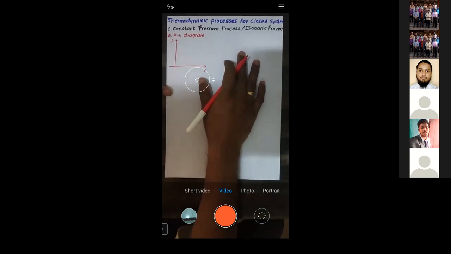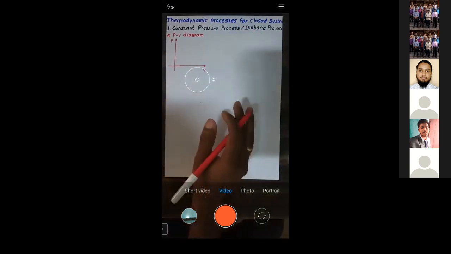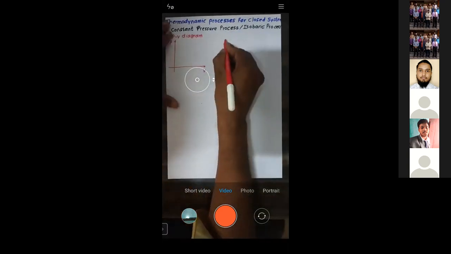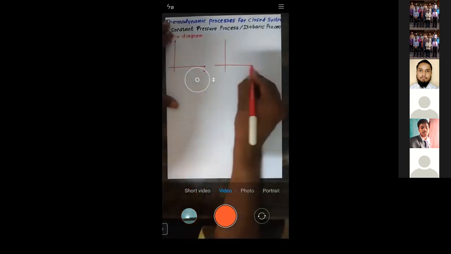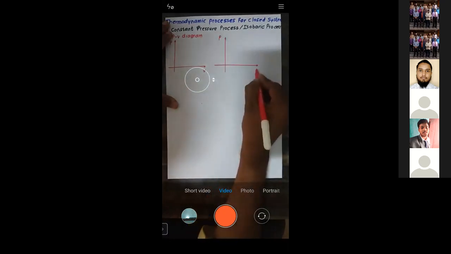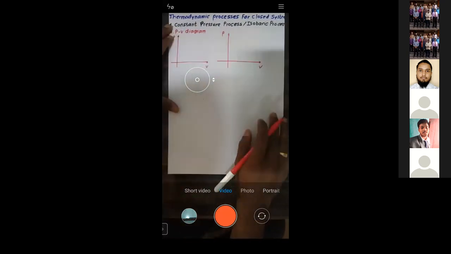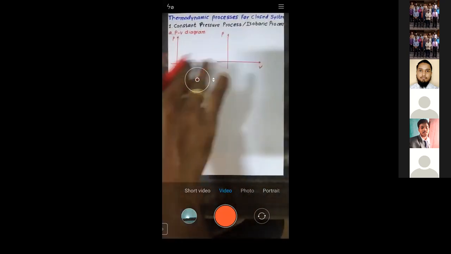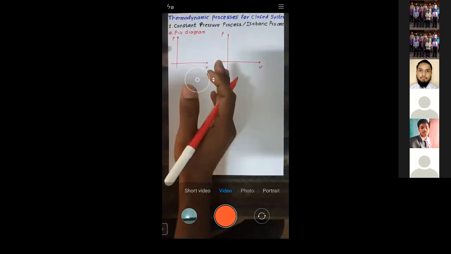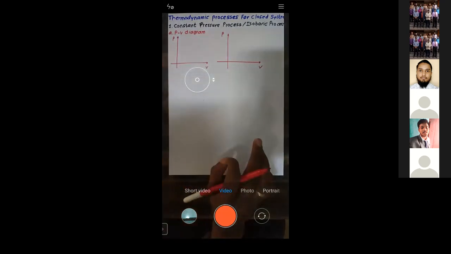Can we start with the PV diagram? Okay. So now let us start with the PV diagram. For the constant pressure process, now we are plotting on a PV diagram, right? Obviously, it will be a horizontal line, right? It's a constant pressure, that means it has to be a horizontal line. If there is a horizontal line, there are 2 possibilities: either to go on a left-hand side or on a right-hand side.